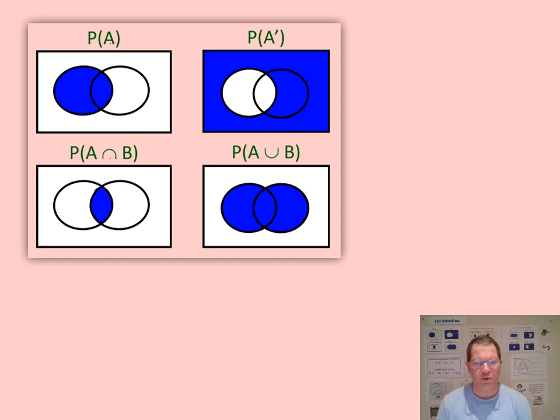The intersection symbol looks a bit like an N, I guess, which is the second letter of intersection. It is also the second letter of union, so ignore that. But the union symbol looks like a U.